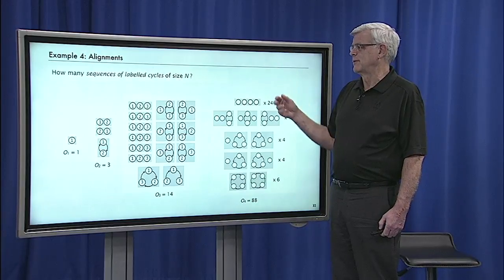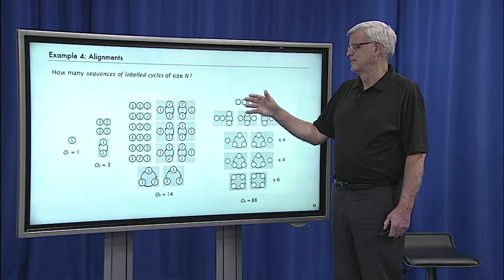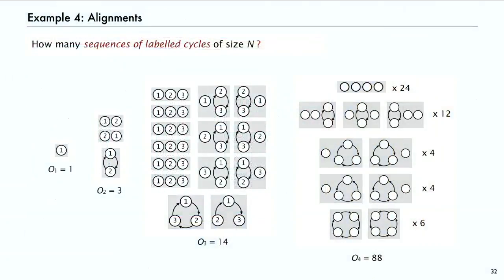All right, here's another one, alignments. So this is sequences of labeled cycles. It's not quite like permutations, which are sets of labeled cycles. So this is sequences where the order matters. It's called alignments. And this is just an example giving the number of alignments for 1, 2, 3, and 4.